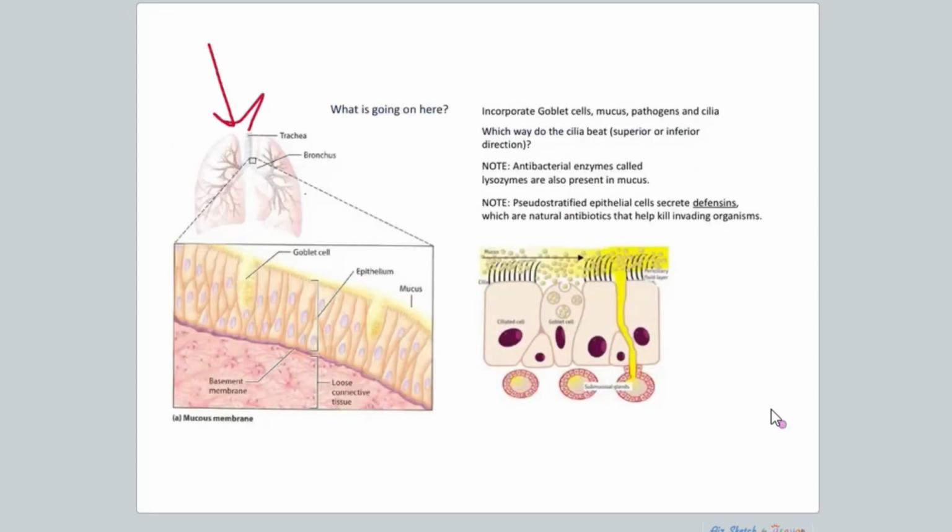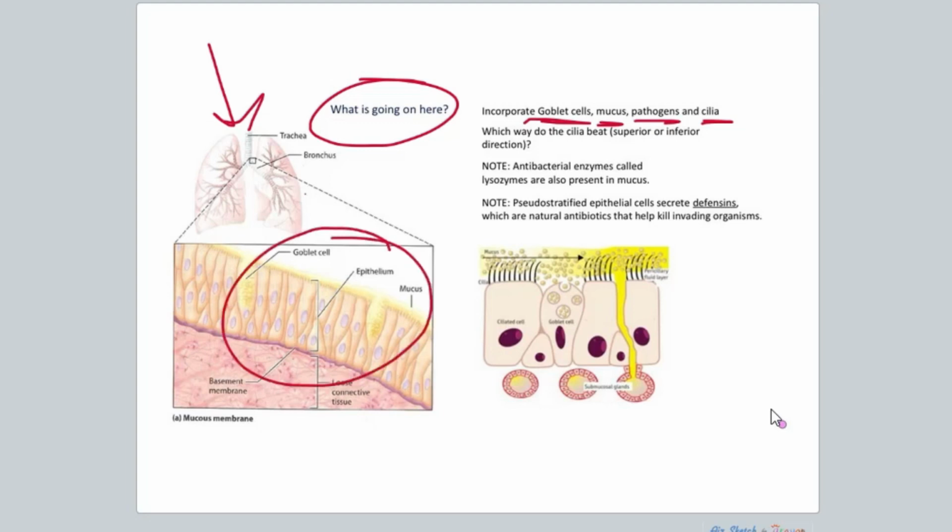This is another picture of the mucous membrane here, the respiratory mucosa. Basically, I want you to tell me what's going on. We just pointed out all those different components, but what are they doing to help protect the respiratory mucosa from infection and all that kind of stuff? In this explanation, I want you to incorporate goblet cells, mucus, pathogens, and cilia, and give me an indication of what this respiratory mucosa is doing to help prevent these infections.